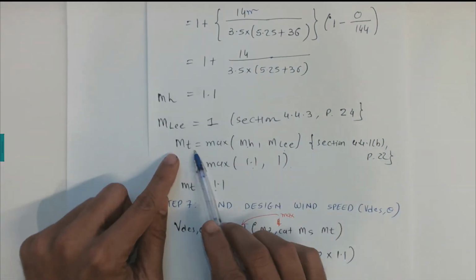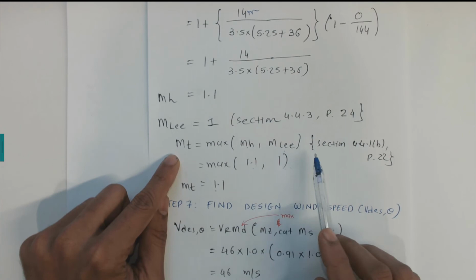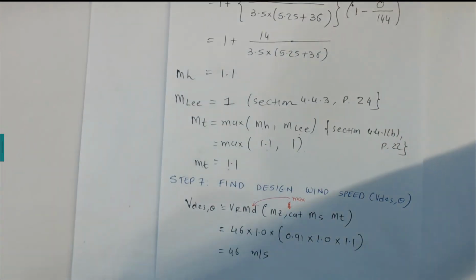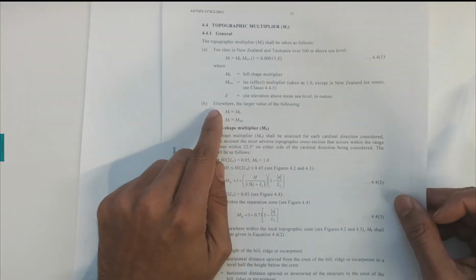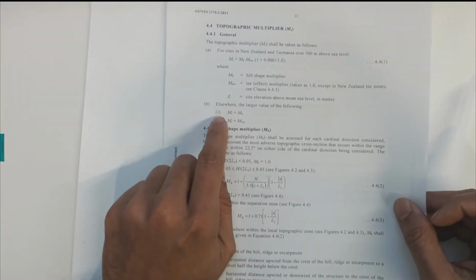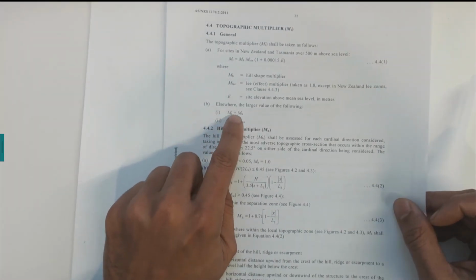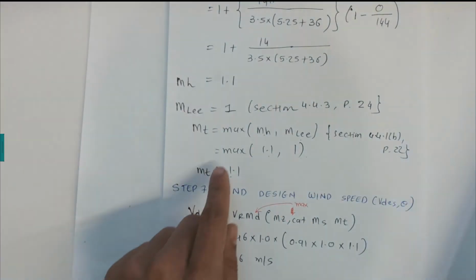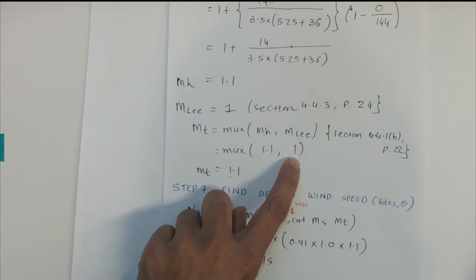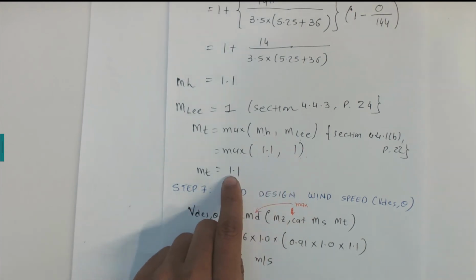So MT is the maximum of MH and M Lee. Where is this coming from? I think on page number 22, we have 4.4.1 B, where we are taking the maximum value of MH and Lee multiplier. So the maximum value of MH and Lee multiplier gives us 1.41.